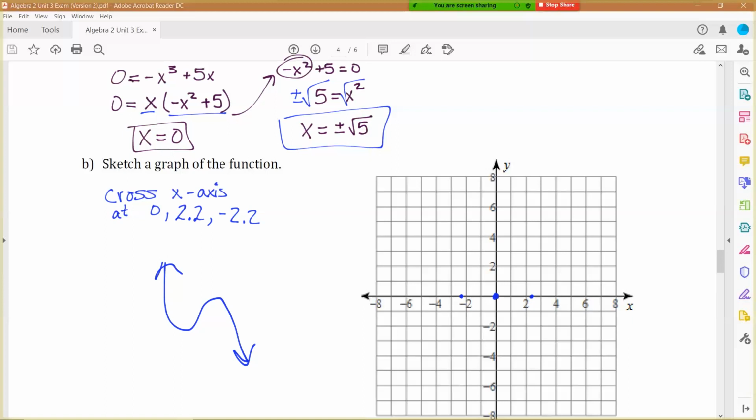Which gave us those 2 points, because it's plus or minus. So for our graph, we're going to start up here, go down, back through. As long as your graph looks something in this general shape that goes through all 3 of those points that you just found in part A, you're getting full credit.